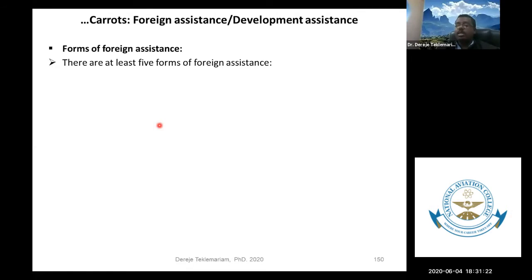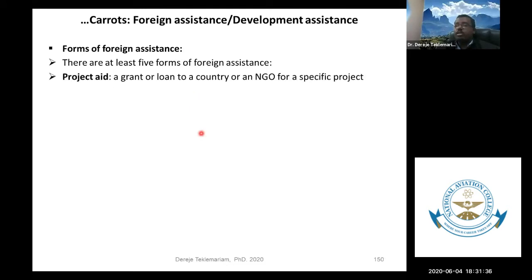Foreign assistance within the international perspective can be classified into 5 forms. Normally, countries have 5 different forms of foreign assistance. The first one is considered as project aid. Project aid is normally meant for supporting that country of interest. And this aid can be a grant, a total gift, 100% gift, or it can be a loan, but when it's a loan, it is provided as a low interest loan to a country, or it can be to an NGO for a specific project. This is what we call project aid.